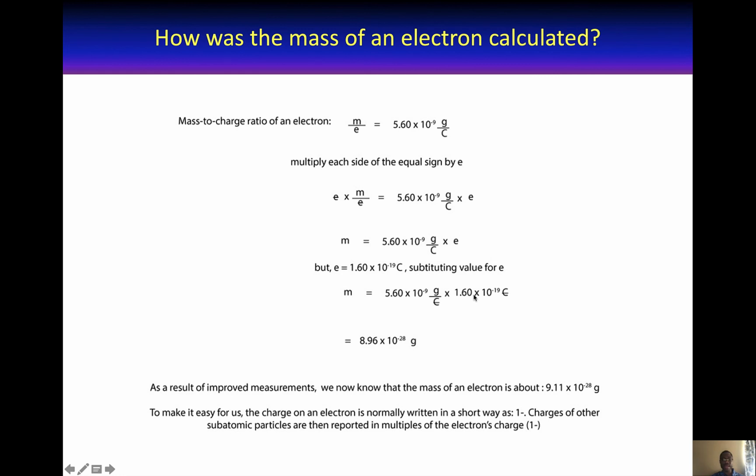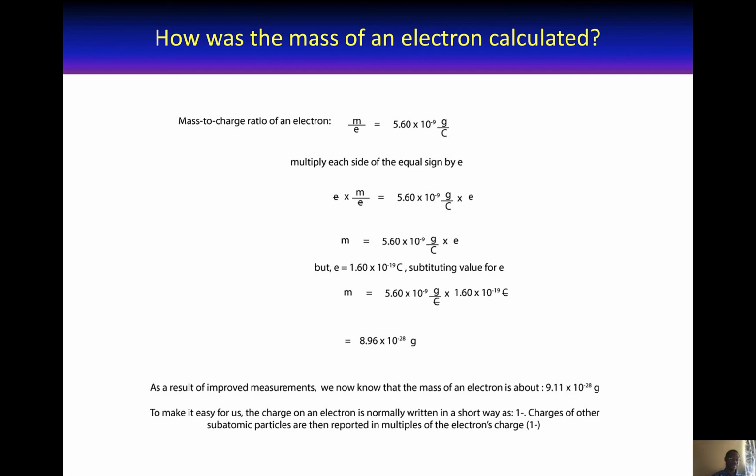And once you do that and solve for m, you get a value of 8.96 times 10 to the power minus 28 grams. As a result of improved measurements today, we now know that the mass of an electron is about 9.11 times 10 to the power minus 28 grams, which is quite close to what was determined earlier.